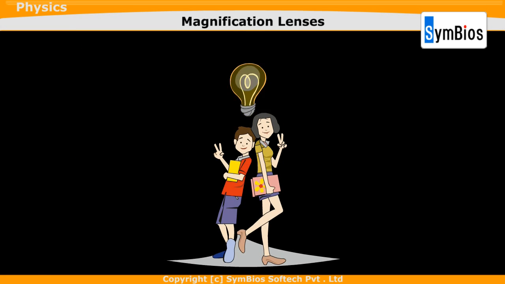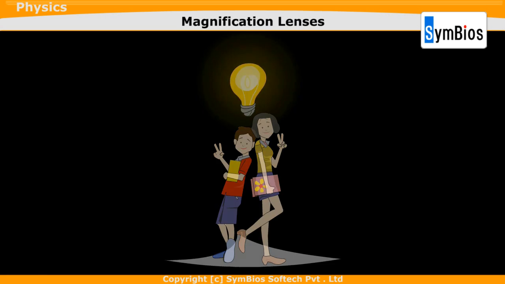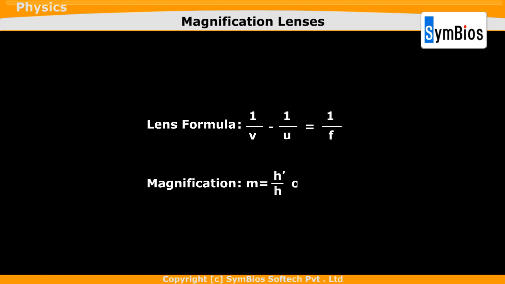From this demonstration, we've understood the following formulae. Lens formula, 1/V - 1/U = 1/F. Magnification in a lens, M = H'/H or V/U.